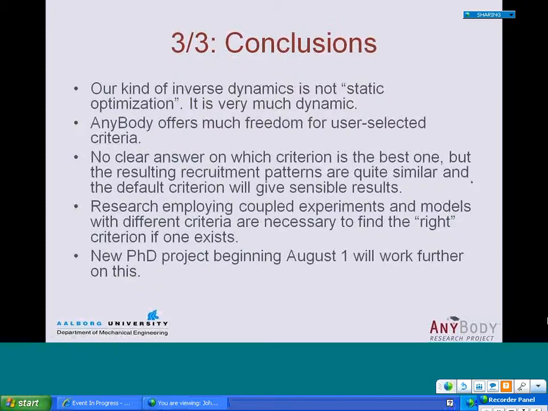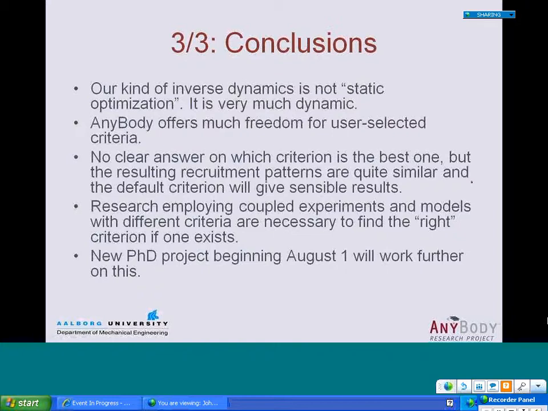The first point I want to make in the conclusions is that I want to stress that the kind of inverse dynamics that we are doing in AnyBody is not static optimization, although you can find people who would call it static optimization. It is a misleading term. What we do is very much dynamic. We take all the dynamic terms into account, except the activation dynamics of the muscles.